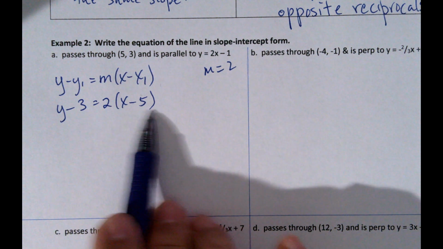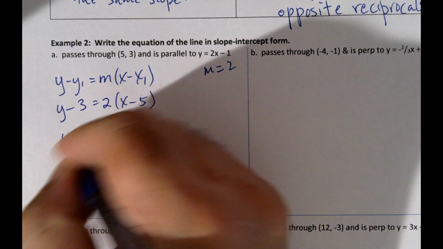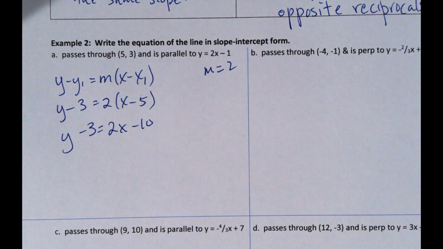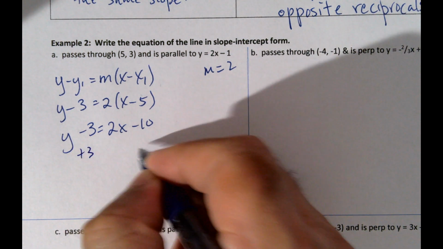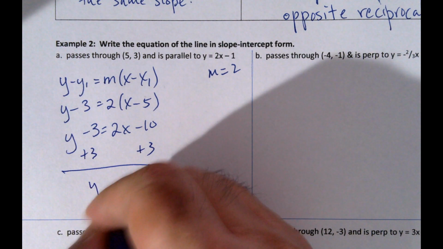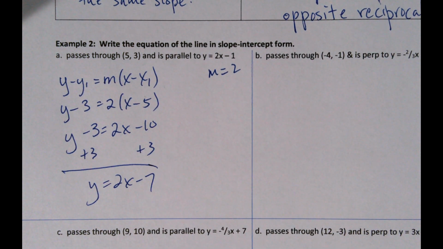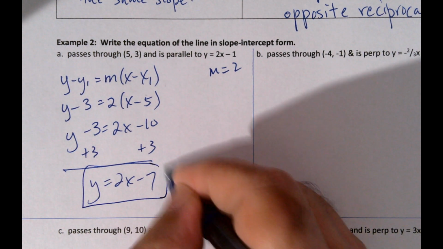Now what we're going to do is clean this up. So it's y minus 3. Distribute 2x minus 10. Add 3 to both sides. You get y equals 2x minus 7. That's it. Okay, so that's the answer to that question.